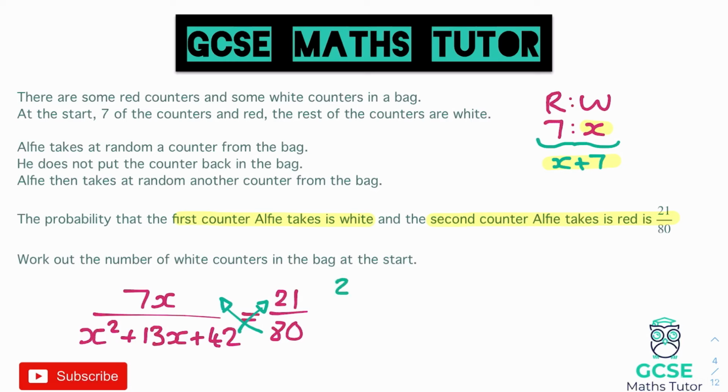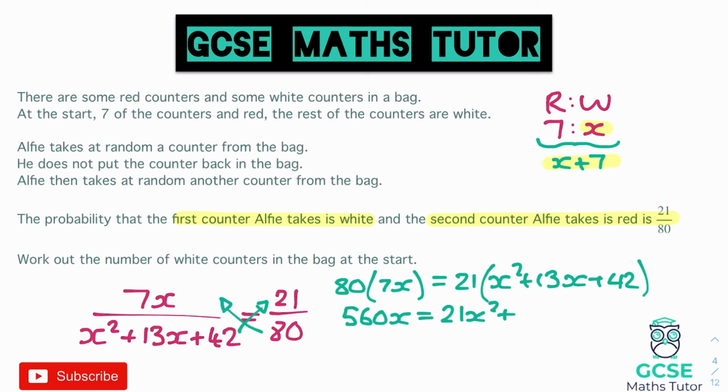So we have 80 times the 7x, and that is going to equal 21 multiplied by the x squared plus 13x plus 42. And now if we expand that, obviously we just need to multiply them out. So 80 times 7x is going to give us 560x. That's going to equal 21x squared plus, we've got 13 times 21, which is 273.